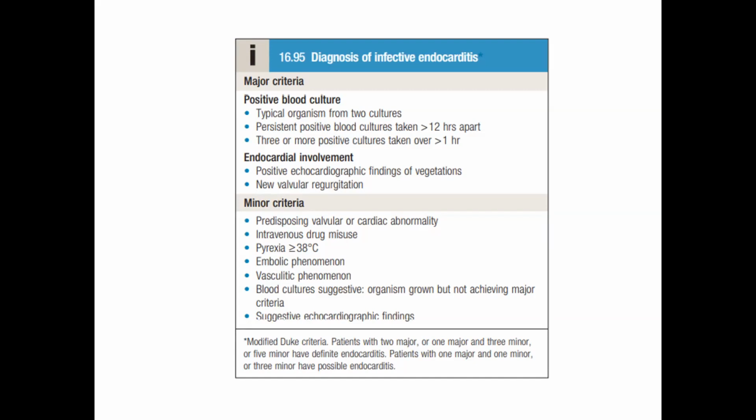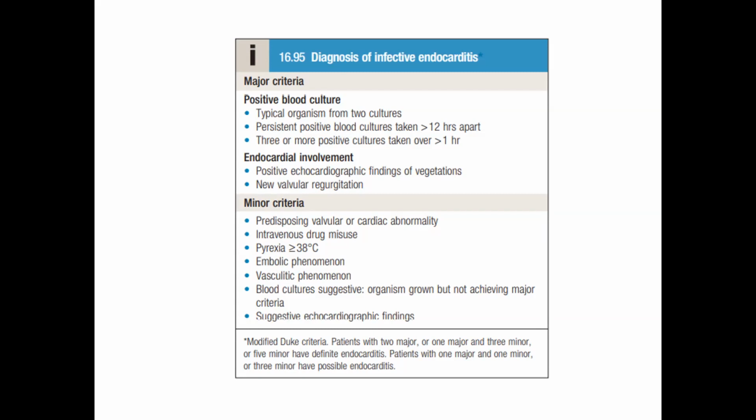Endocardial involvement means positive echocardiographic findings of vegetations and new valvular regurgitation. Minor criteria: predisposing valvular or cardiac abnormality, intravenous drug misuse, pyrexia, that is fever, embolic phenomenon, vasculitic phenomenon, blood culture suggestive of organism but not achieving major criteria, and suggestive echocardiographic findings. Modified Duke criteria: patients with 2 major or 1 major and 3 minor or 5 minor have definite endocarditis.